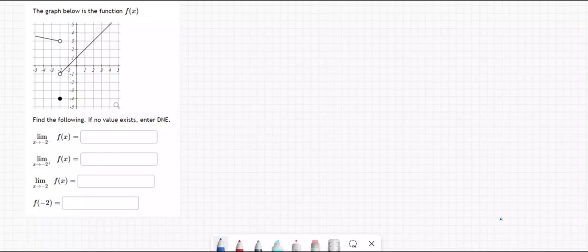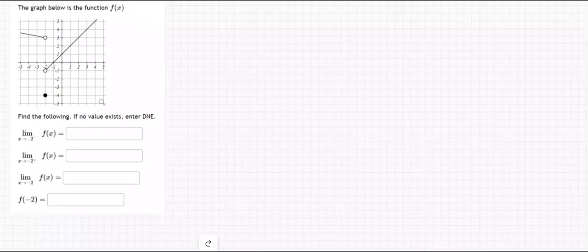So we have the graph above, the function f of x. It looks like there's a big discontinuity there. And so the first one is the limit as x approaches -2 from the negative side. All right, so -2 from the negative side.